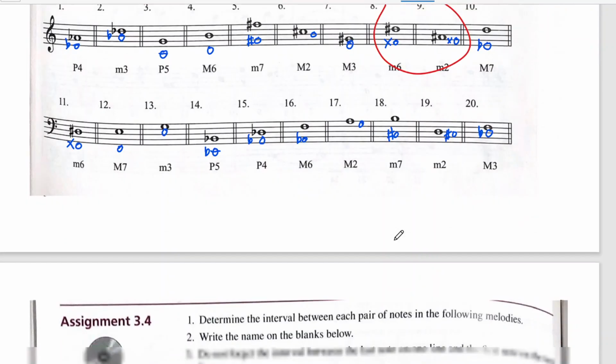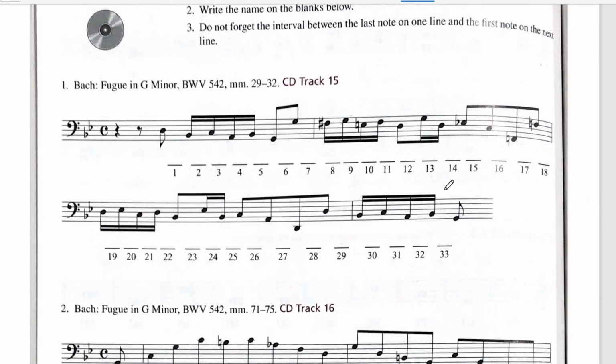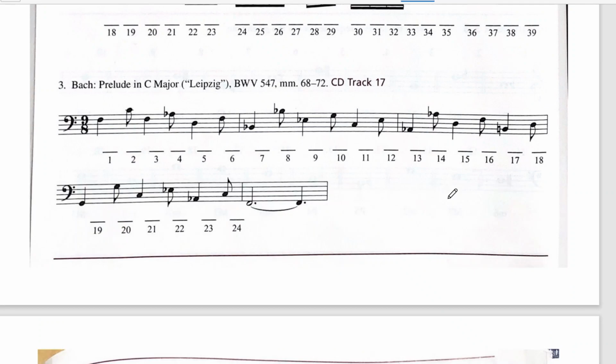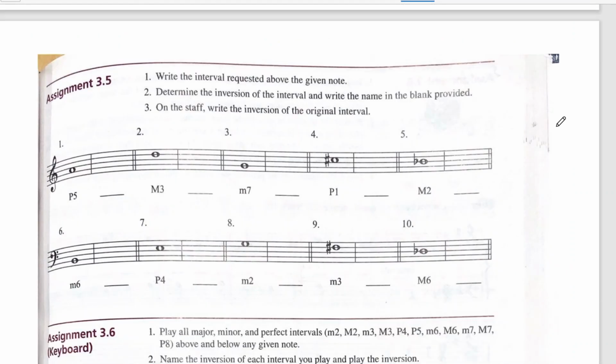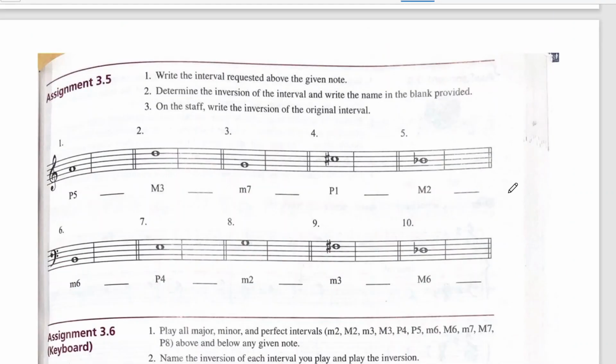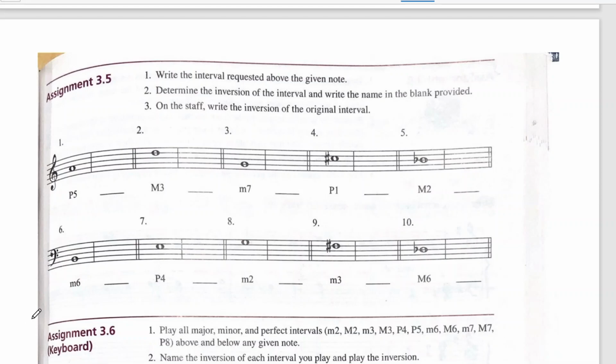Let's see here. 3.4 we skip. 3.3-5. Cool. This is the last homework assignment. Write the interval requested above the given note. Determine the inversion of the interval and write the name of the interval on the staff.